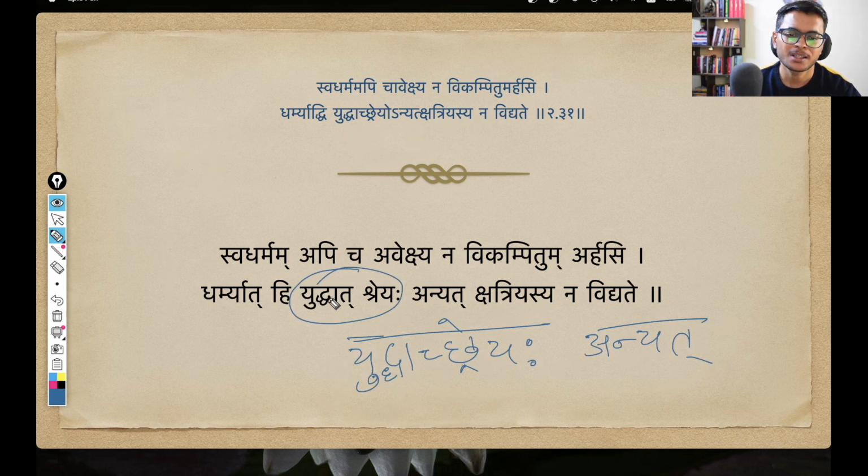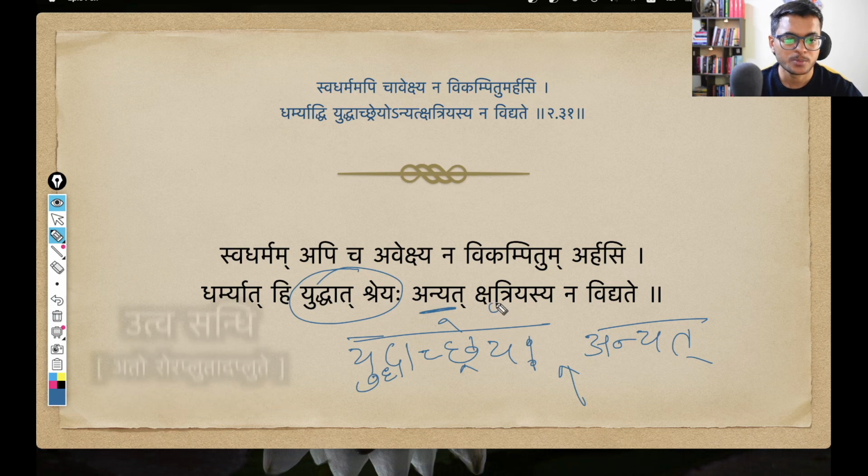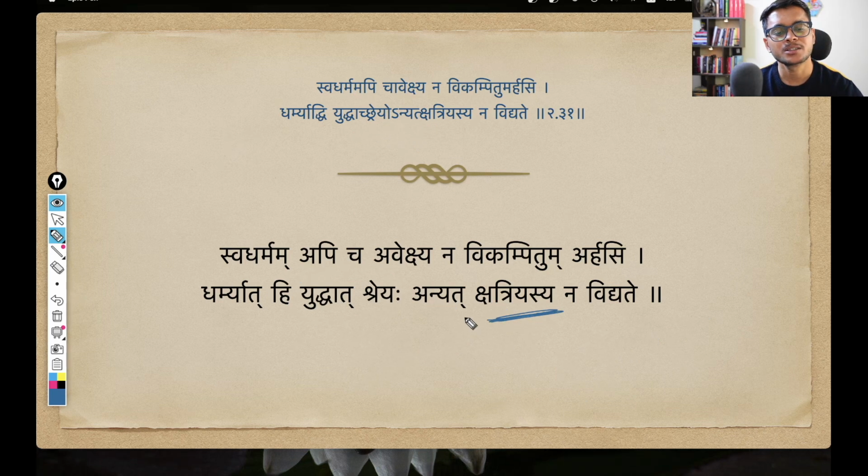And then after this sandhi, you have another sandhi that follows with this anyat pada. So basically yuddhachchreyah anyat. A sandhi will happen here now. This is the Utva Sandhi, due to which yuddhachchreyah becomes yuddhachchreyo, and this a is hidden with the Avagraha chinha. That is what you see here, yuddhachchreyo'nyat. The a is hidden behind the Avagraha chinha. And then lastly, kshatriyasya simply combines with this halant consonant. So together these four padas become yuddhachchreyo'nyat kshatriyasya. I hope this is clear.